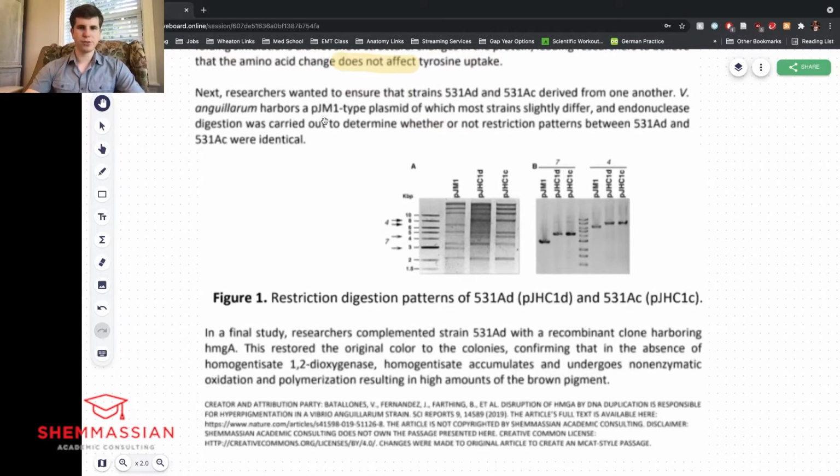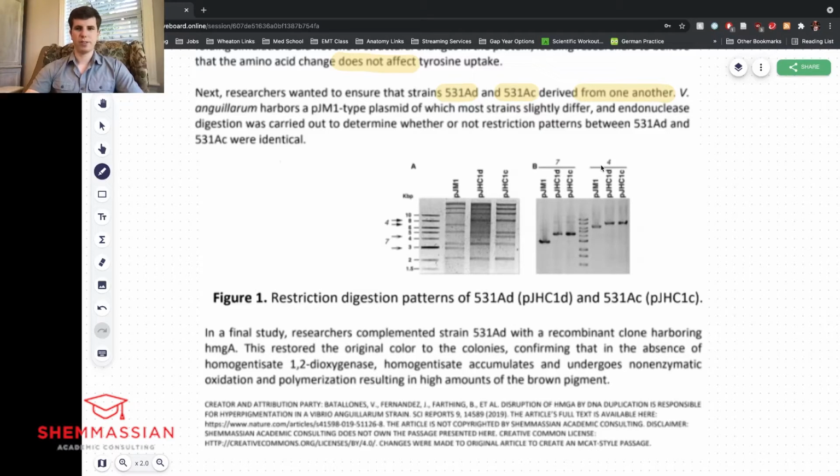Next, researchers wanted to ensure that the strains were derived from each other. Okay? From one another. So I'm going to highlight that, and I'm going to say from one another. So what did they do? They harbored a PJM1 plasmid, of which most strains slightly differ, and endonuclease digestion was carried out to determine whether or not restriction patterns between 531AD and 531AC were identical.